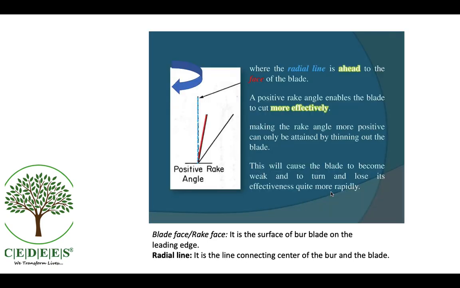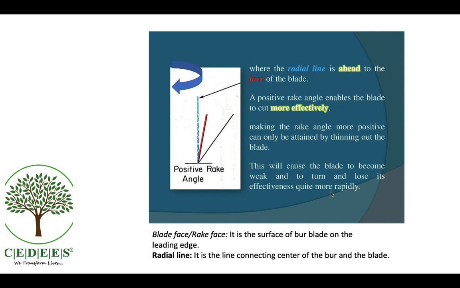There was a doubt regarding understanding positive rake angle and negative rake angle. Now, first of all, understand here that the blue line marked here is the radial line. Radial line is the line connecting the center of the burr and the blade. And the rake face or the blade face is the surface of the burr blade on the leading edge. The leading edge is the rake face.